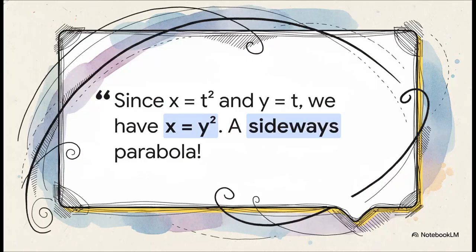Now, here's a really neat trick you can use sometimes. If you can, try to eliminate the parameter t, just to see the underlying shape you're dealing with. In this case, since y is literally equal to t, we can just substitute y directly into the first equation. So instead of x equals t squared, we get x equals y squared. And hey, we know that shape. It's a parabola that opens sideways.